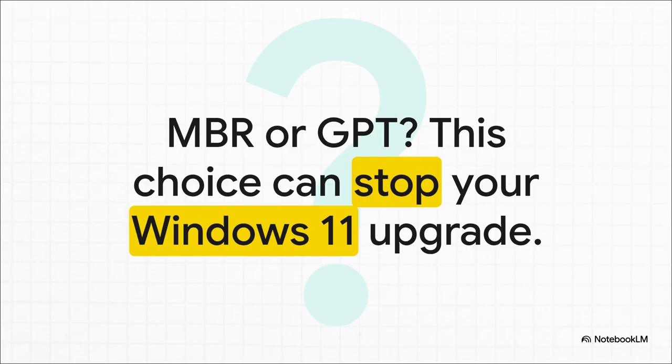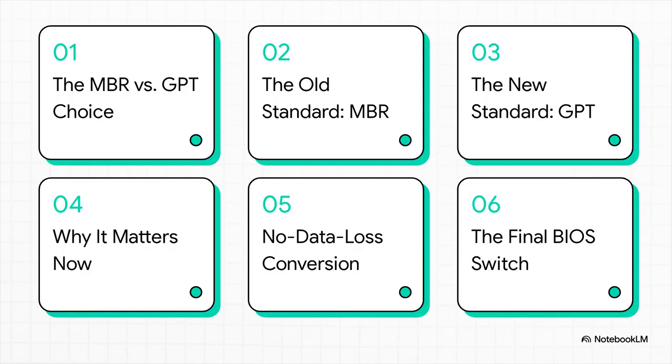You know the feeling. You're right there, ready to install that fresh OS, and then, bam, a prompt stops you dead in your tracks. Initialize as MBR or GPT. It feels like some deep technical jargon you can just click past. But here's the kicker. If you're trying to get Windows 11 running, making the wrong choice here will literally block the entire process. So here's our game plan for today.